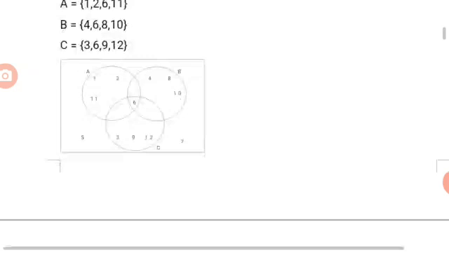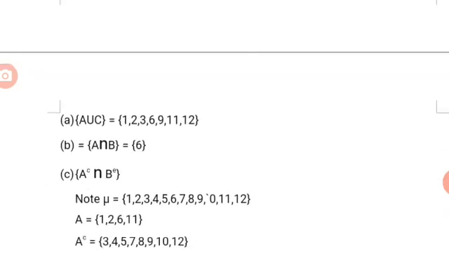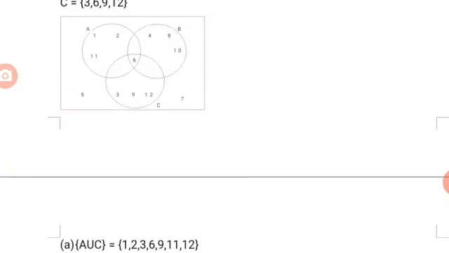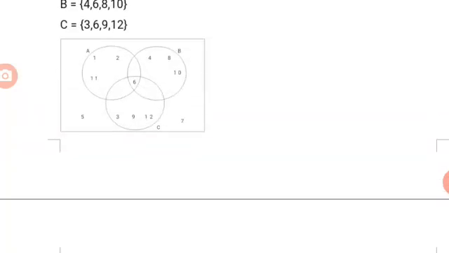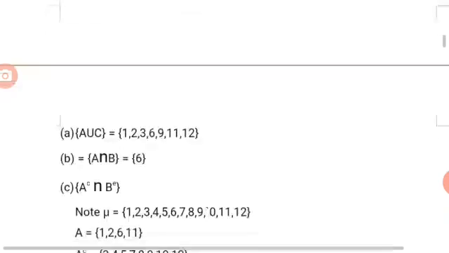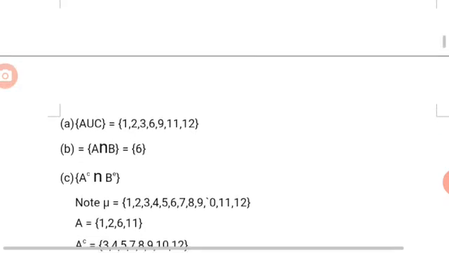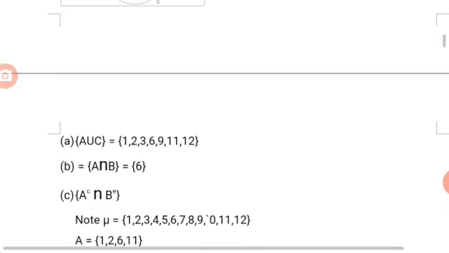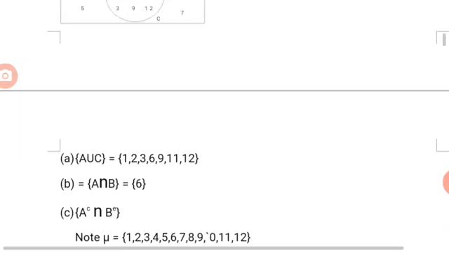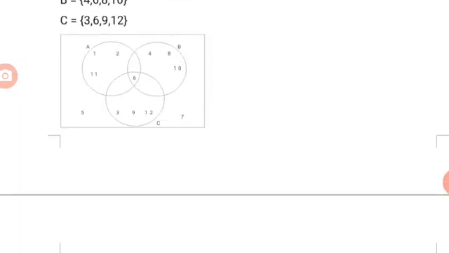Now the first thing that we are going to look at is A union B. A union B is what is inside A and B. What is inside A or B? It is 1, 2, 3, 6, 9, 11, and 12. Are we together?